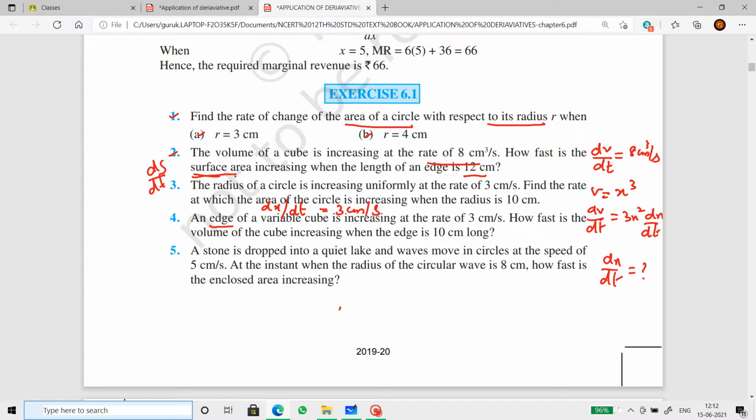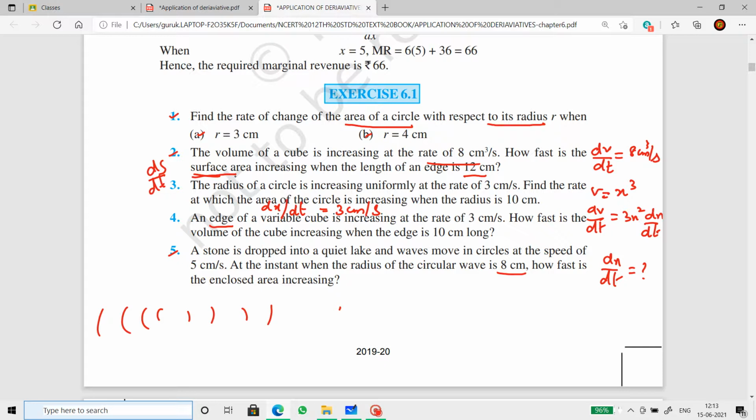Okay, now let's go to the fifth one. A stone is dropped into a quiet lake. Waves move in a circle at the speed of 5 centimeter per second. So that means, look at this, if a small stone is pelted, the wave will move like this, isn't it? The wave will expand. The wave moves in a circle at the speed of 5 centimeter per second. At what instant when the radius of the circular wave is 8 centimeter?